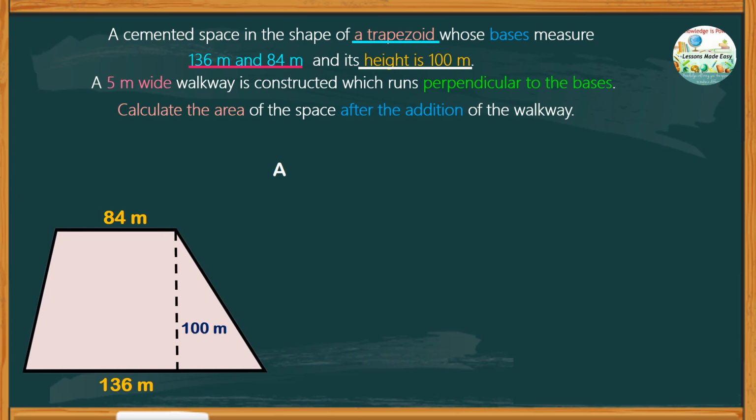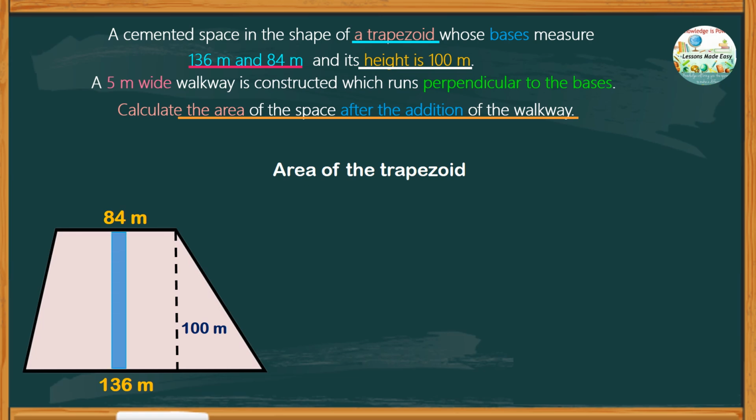If we are to calculate the area of the trapezoid, we have all the information we need, and it is pretty straightforward. However, the problem is asking about the area of the trapezoid after the addition of the walkway. In other words, from the original area of the trapezoid, we have to subtract the area occupied by the walkway. Find the area of the given trapezoid.